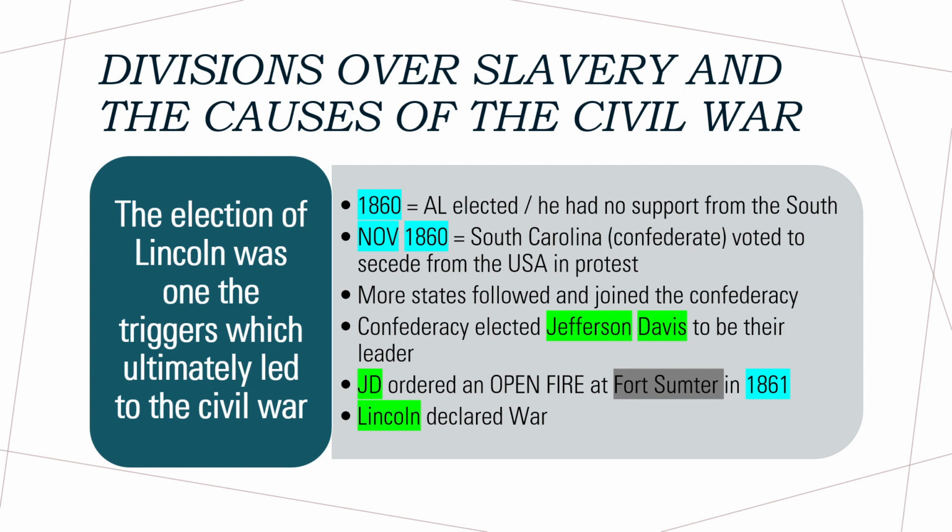So, as we've just said, the election of Lincoln was one of the triggers which ultimately led to the Civil War. He had practically no support from the South because he didn't support slavery. Something that's really important to remember is that Abraham Lincoln wasn't an abolitionist who thought slavery was morally wrong. He wasn't a nice person. He wanted a balance of power. He was from the North. He didn't want the South to get too powerful because he, as everyone else in America, was money-oriented.